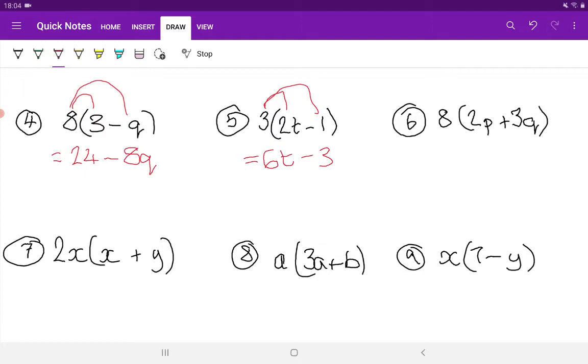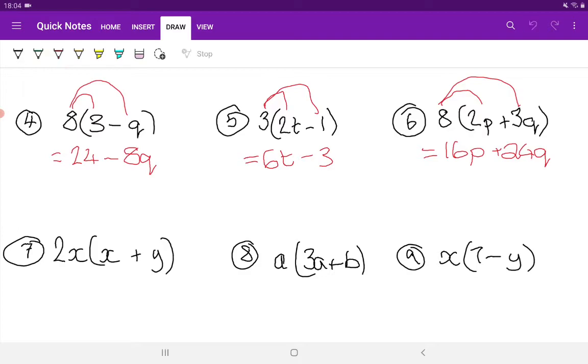Remember, you can have letters in them both. So with this next one, we've got 8 times 2p. Well, 8 times 2 is 16. So that'll be 16p plus 8 times 3 is 24. So that will be 24q. So don't overthink it with the letters. Concentrate on the numbers that you're multiplying and that'll be good.